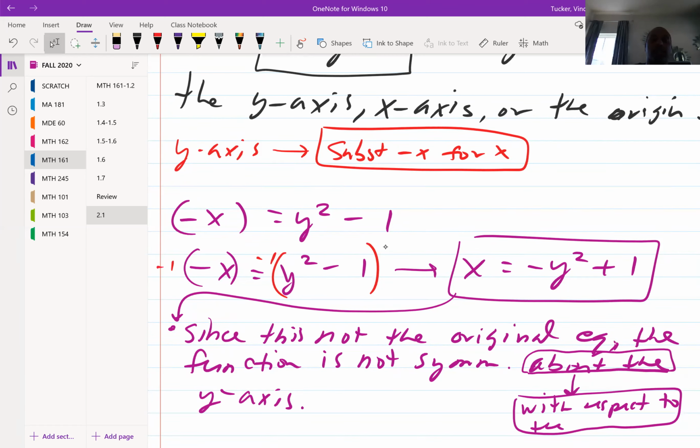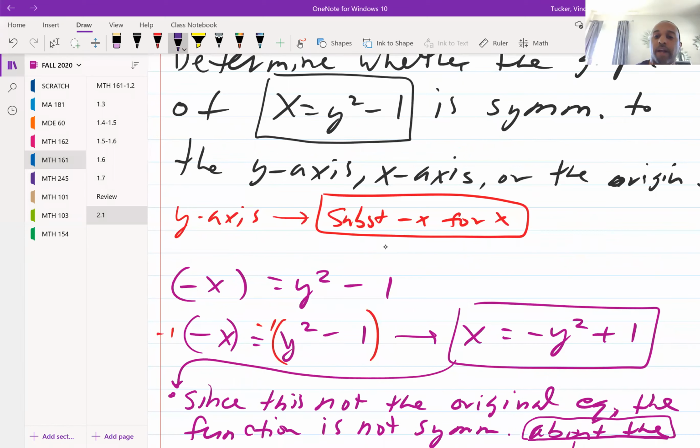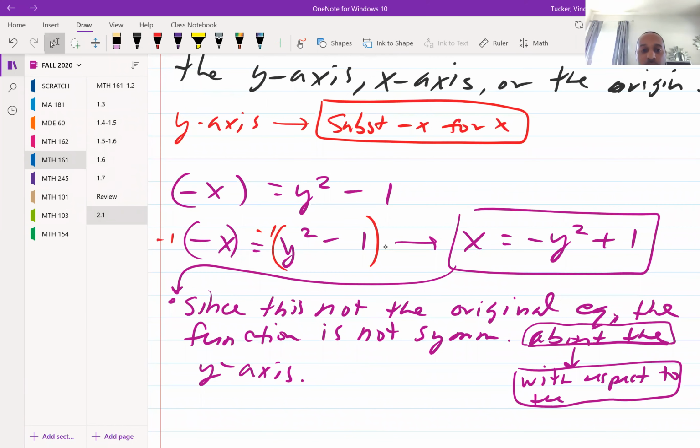So when I plug in negative x for x, I wanted to do a clean comparison to what I originally had. So I made sure that I multiply both sides by -1, so I can say x equal to and see what x is equal to. Once I multiplied both sides by -1, I saw that I had negative y squared plus 1, which is not what I originally had. So since this is not the original equation, it is not symmetric with respect to the y-axis.